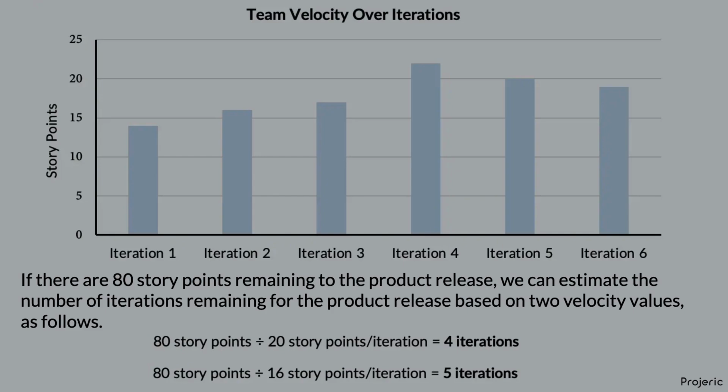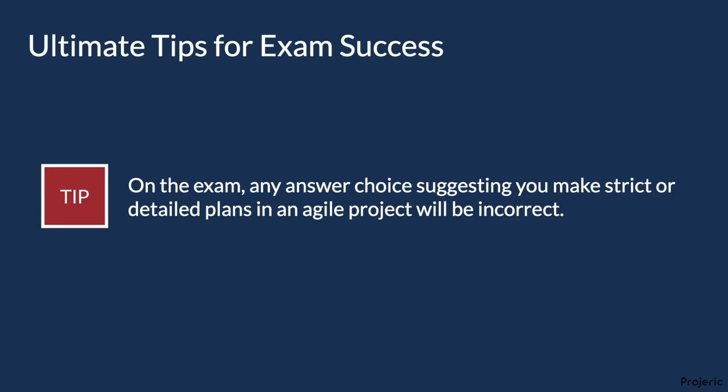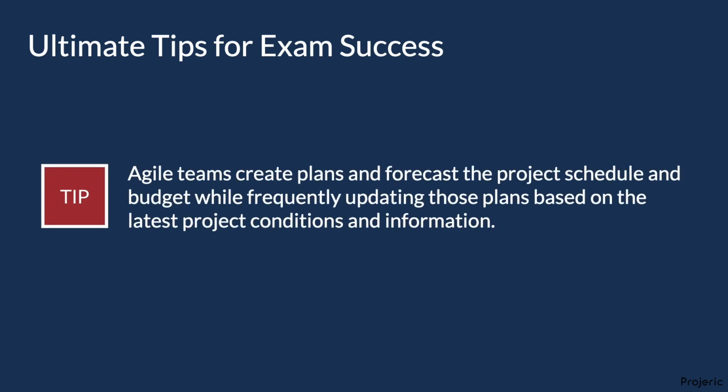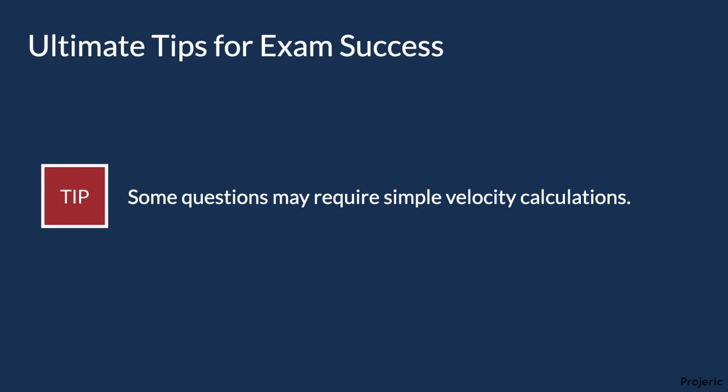Lastly, let's take a look at the ultimate tips for exam success. On the exam, any answer choice suggesting you make strict or detailed plans in an Agile project will be incorrect. Agile teams create plans and forecast the project schedule and budget while frequently updating those plans based on the latest project conditions and information. Some questions may require simple velocity calculations.